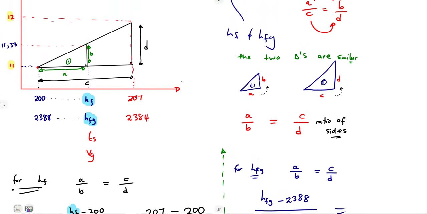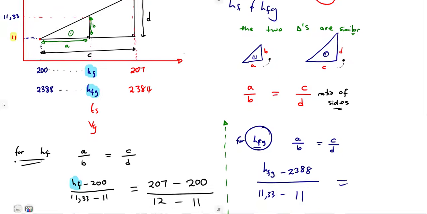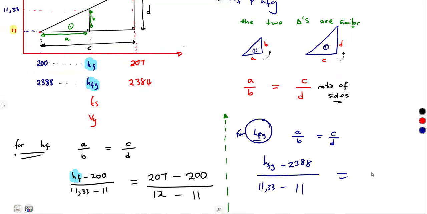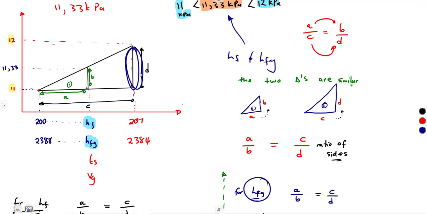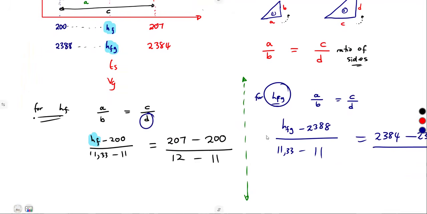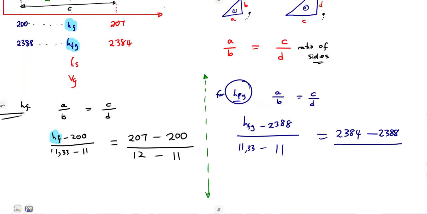C representing what? For this HFG, for this row, our C is the one affecting the bigger triangle. So the maximum value to the minimum value. That is the difference between these two. So that's 2384 minus the minimum there, which is 2388, over what? D. So D is the same, the difference here on the pressures, maximum minus minimum, 12 minus 11. The same thing that we had here. So this one is not going to change.